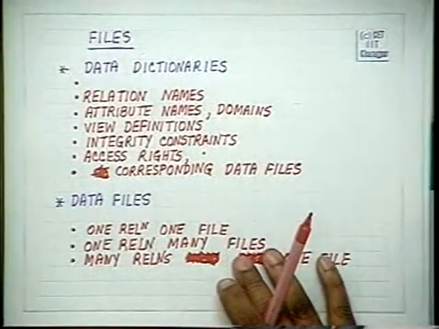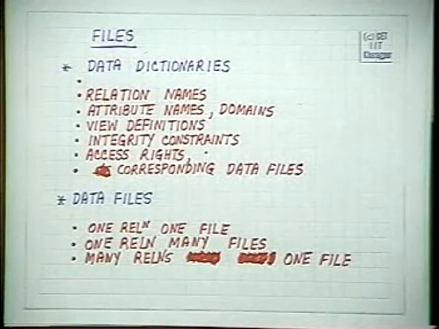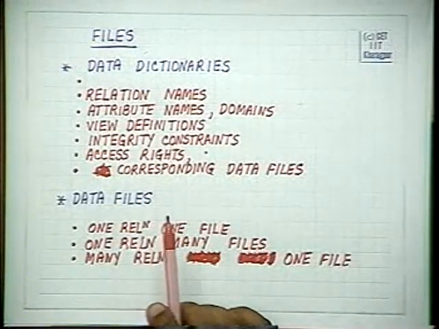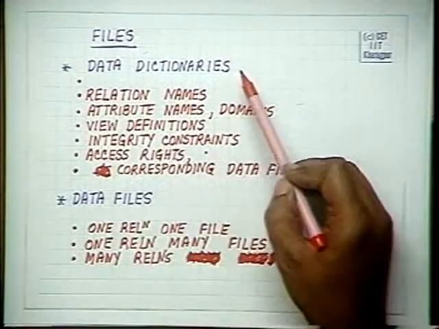So once we have studied records, now we come to files, which are basically a collection of records. And we have seen that there are two types of files which are stored in the secondary storage. The first is the data dictionary.